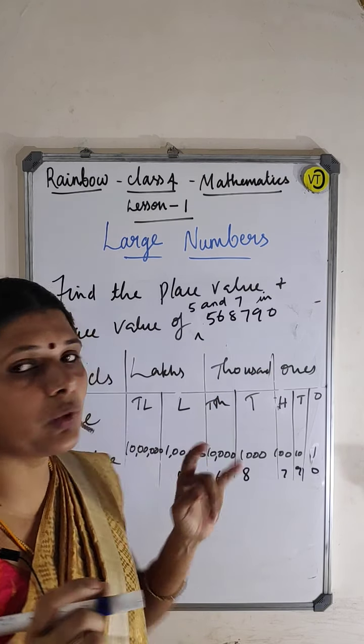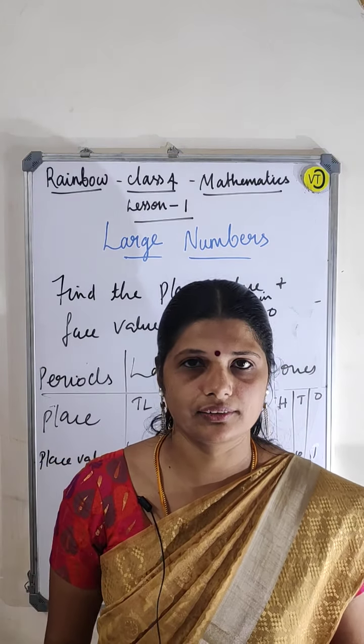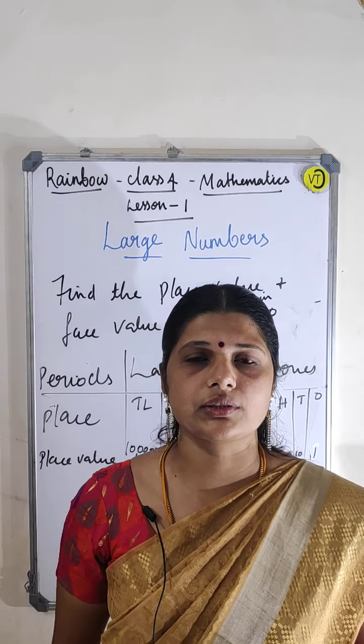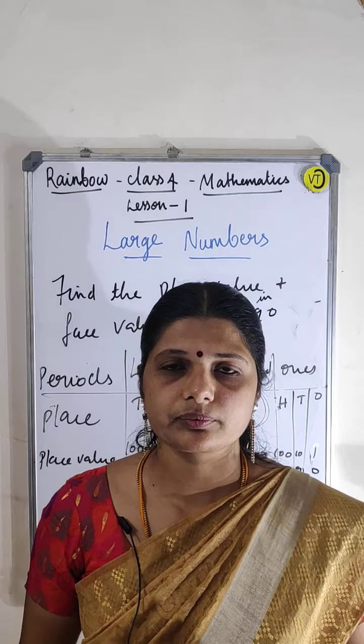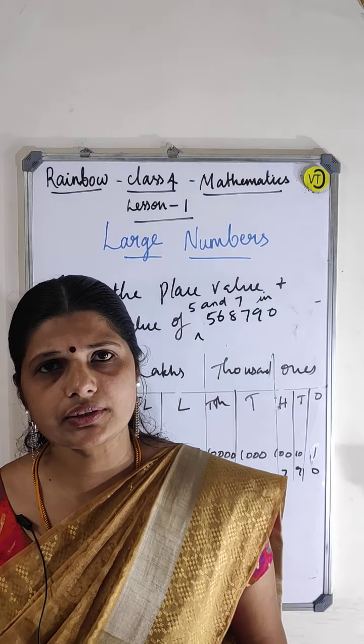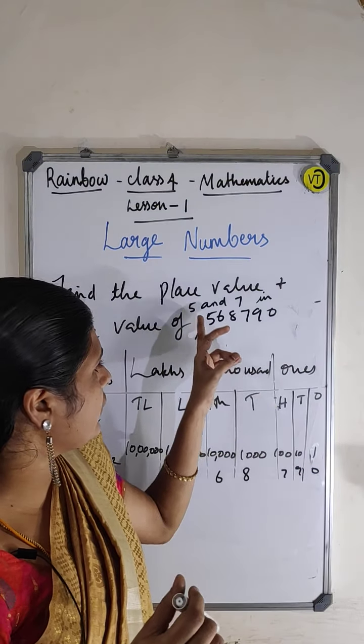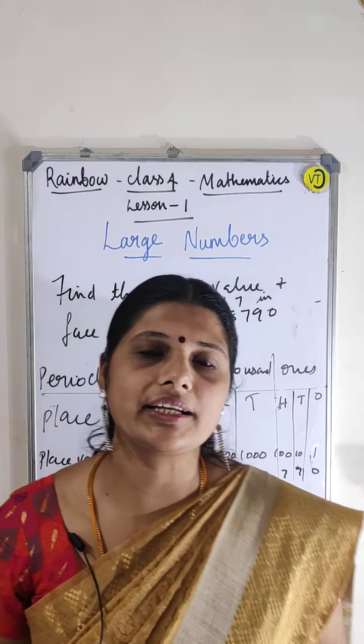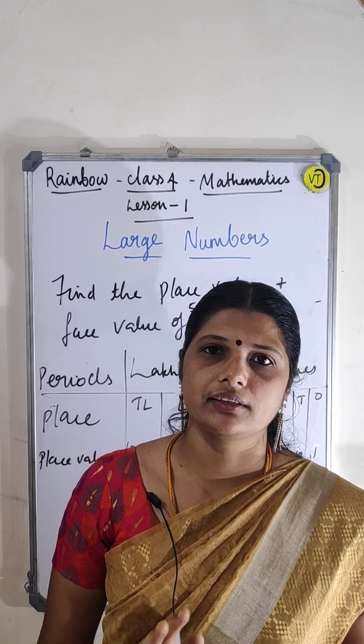5 will be 5 into 1 lakh. 5 into 1 lakh is equal to what? 5 lakhs. So it is the place value. And then what is the face value? The face value of 5 is 5 itself. The face value of 7 is 7 itself. You guys understand? Okay.